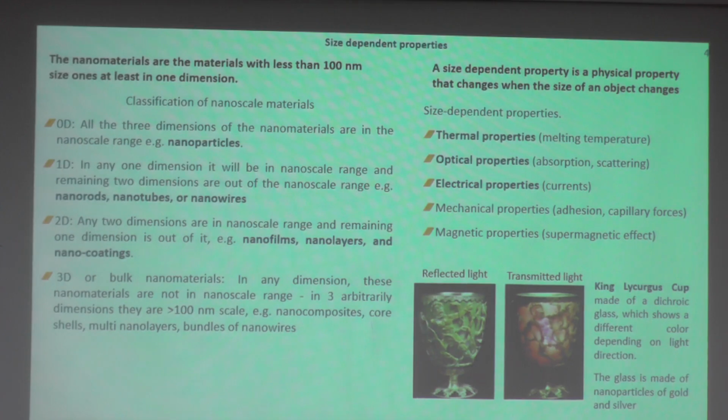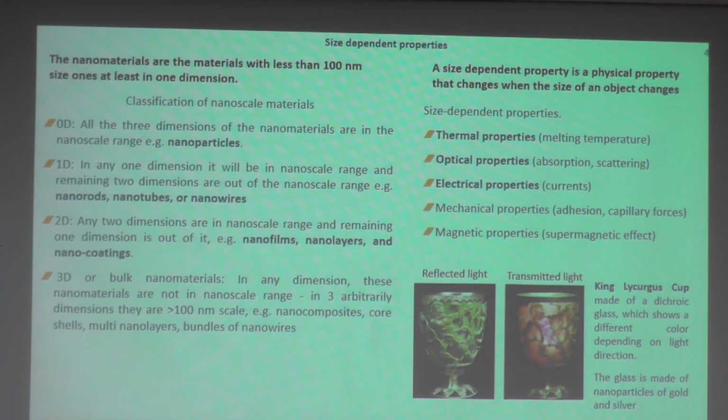In 2D materials, we have 2 dimensions in the nanoscale, and the remaining dimension is out of it, like nanofilms, nanolayers, and nanocoatings. In 3D or bulk nanomaterials, none of the dimensions is in the nanoscale range, so in all 3 dimensions they are larger than 100 nanometers. It could be materials like nanocomposites, core shells, multi-nanolayers, bundles of nanowires, etc.